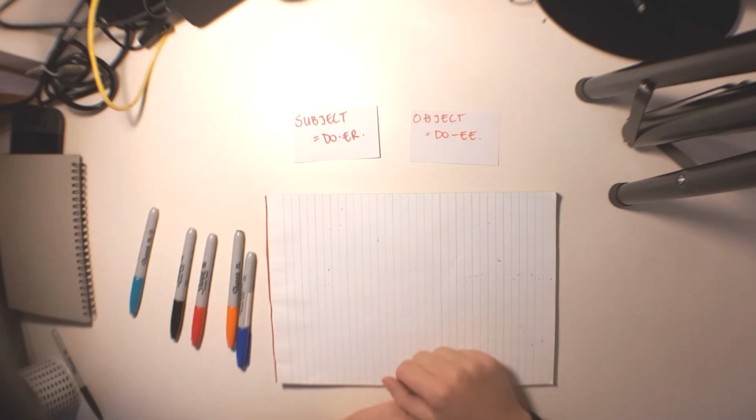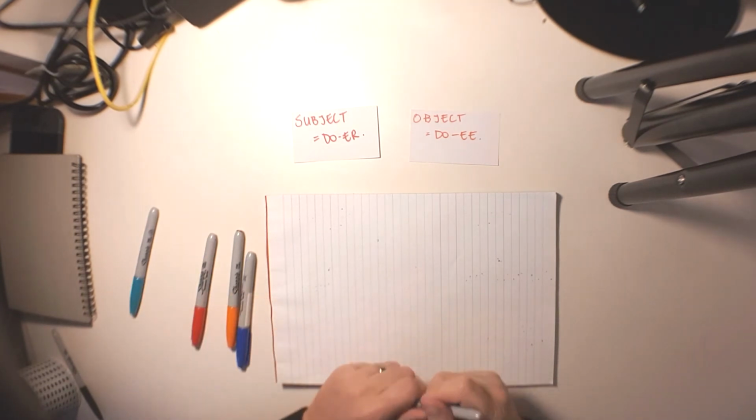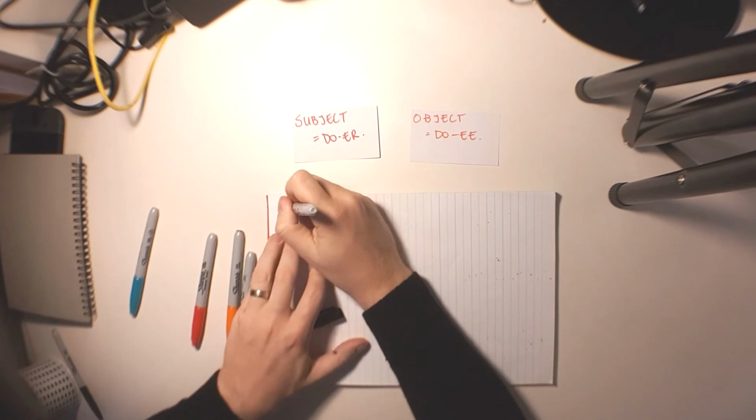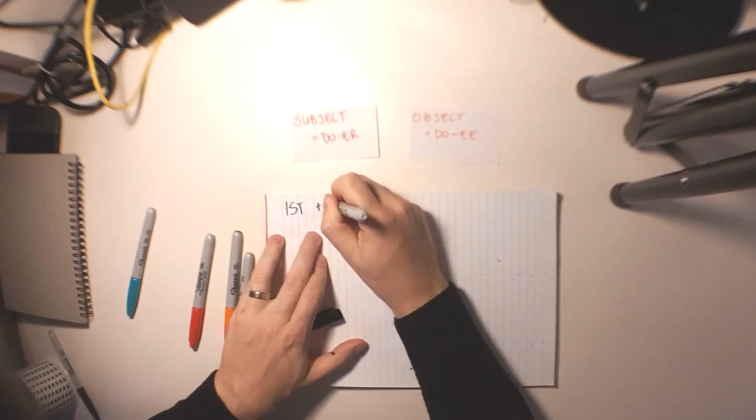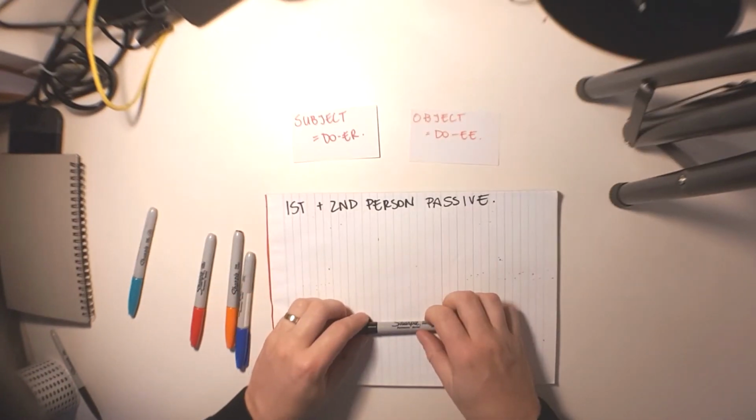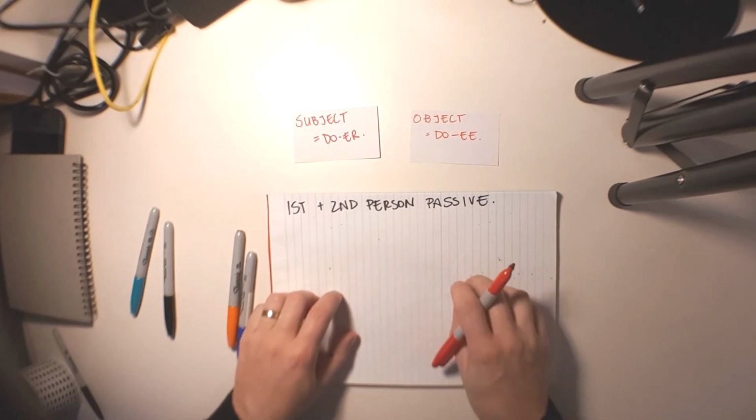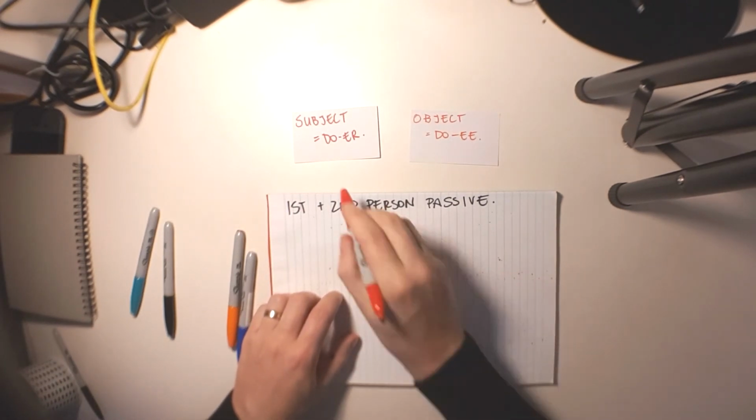So now we've had a look at third person passive. Now it's time to have a look at first and second person passive. Whether you use first and second person or third person passive depends on the subject.